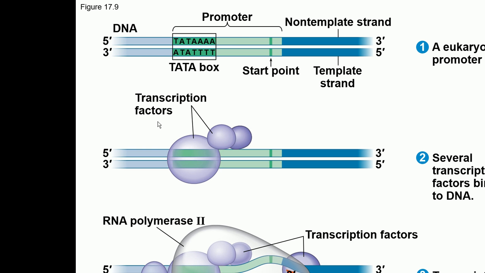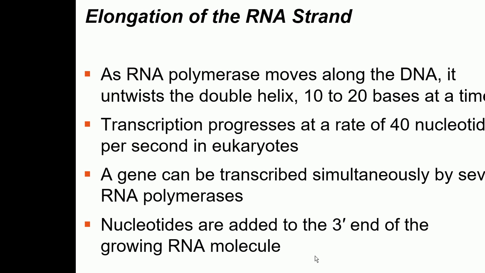They actually help in the binding of RNA polymerase, because RNA polymerase is the one which is going to make the transcript. So the function of transcription factors, which are proteins, is to help in the binding of the RNA polymerase on the promoter region. So this is called the transcription initiation complex.